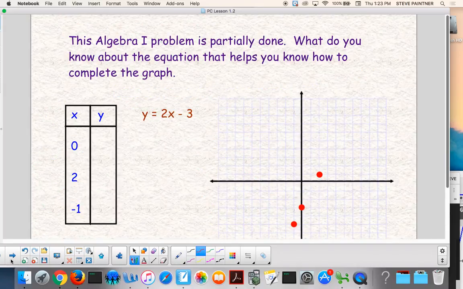Okay, look at this equation right here. y equals what? 2x minus 3. I gave you a table. I gave you a graph. Are these points on there for you? Yeah? Okay, so here's what it says.